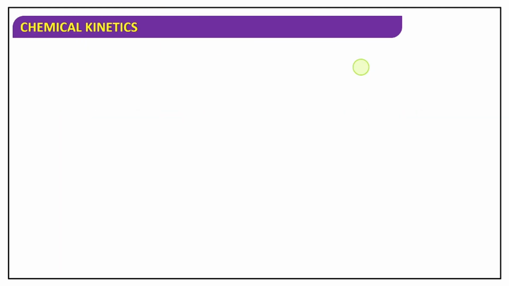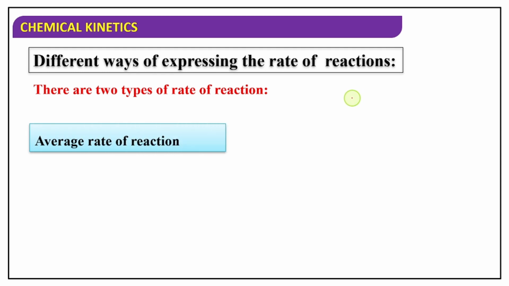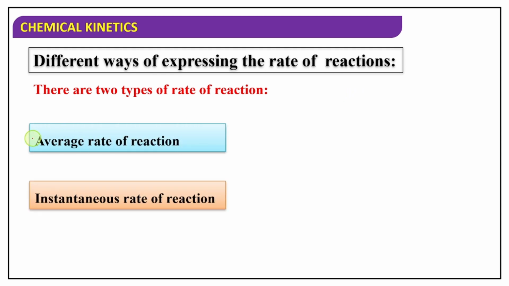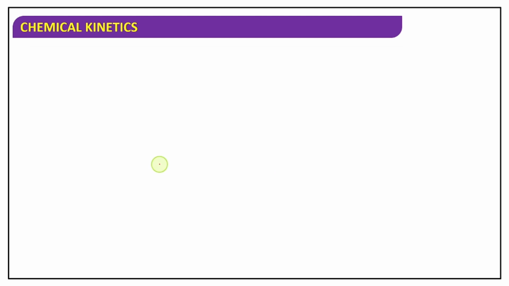First we are going to start the discussion with the definition of rate of the reaction. What do you call the rate of the reaction? Actually, by rate we mean the speed of the reaction. In how many ways are we going to calculate this? The first type is the average rate of the reaction. The other one we call the instantaneous rate of the reaction. Now let us talk about the difference between average and instantaneous rate of the reaction.